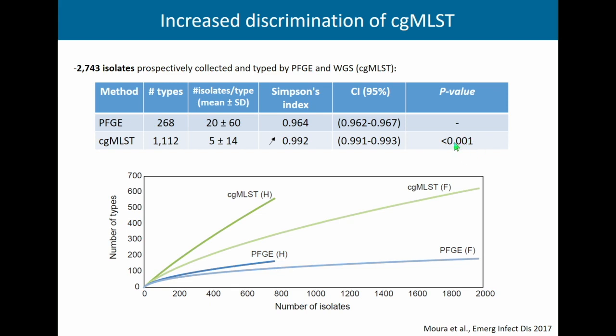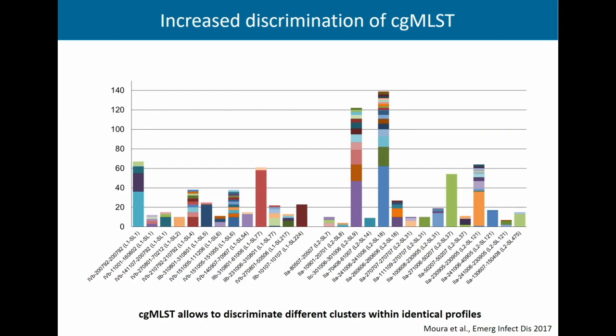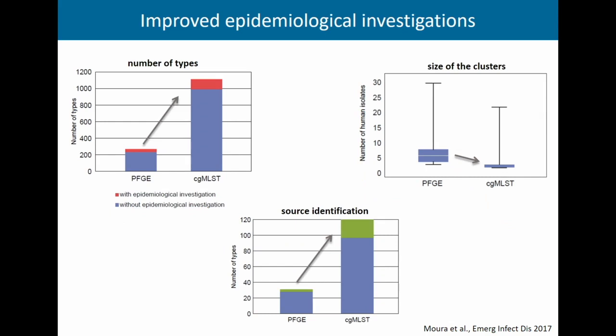All this is significant. And if you look at the plateau, PFGE is not so resolutive. We see cgMLST, both from food and human isolates, reaching the plateau if it exists. So we have a good typing system. And if you want to see how it shows up, here you have for each histogram a PFGE type, and you see that for each PFGE type you have several cgMLST types, clearly showing that cgMLST allows to discriminate different clusters within identical profiles.